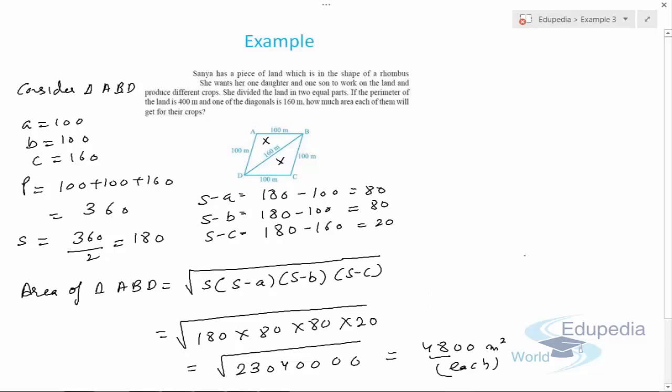So this is how we can use Heron's formula to solve different types of questions which are used in real life.